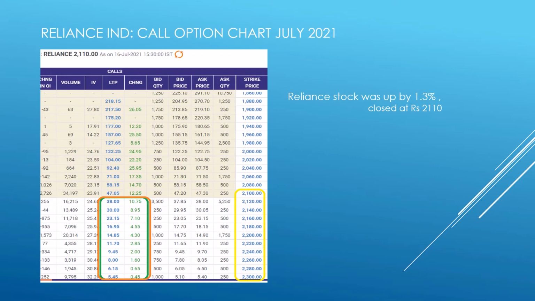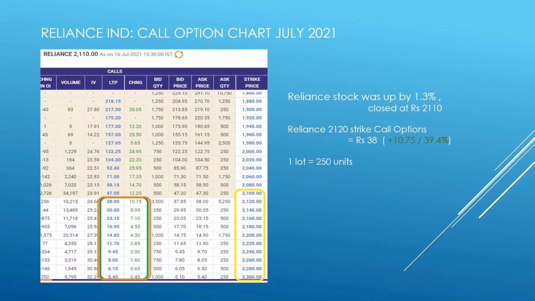Today, Reliance stock was up by 1.3%. It closed at 2,110. Now, this particular 1.3% upside in the stock price would mean that anybody who bought the stock would have gained around 30 rupees in one stock. If they bought 10 stock, they would have gained 300 rupees. Now what if the person had bought Reliance 2120 strike call options instead by the start of the day? Now by end of the day, the call option went up by 39% and it closed at rupees 38.